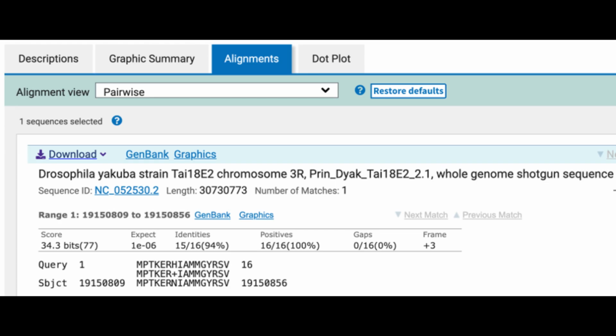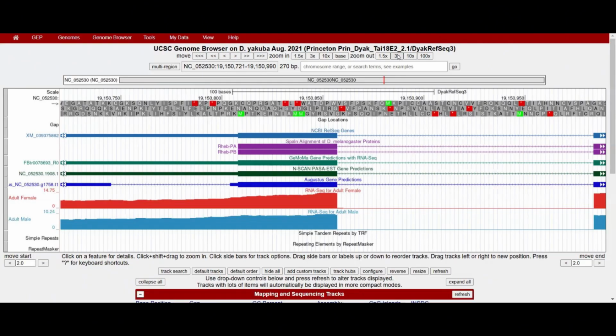Using T-BLAST-N in Part 5, we determined the approximate location of CDS1 was 19,150,809 to 19,150,856. Using the Genome Browser in Part 6.1, we verified the start codon of CDS1 was in frame +3 at 19,150,809 to 19,150,811. We visually inspected the region surrounding the approximate end of CDS1 and placed the splice donor site at 19,150,858 to 19,150,859, after which we confirmed frame +3 of CDS1 has an open reading frame.